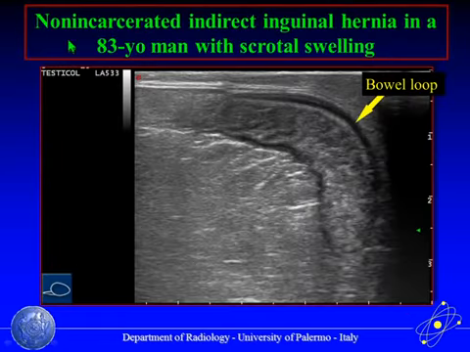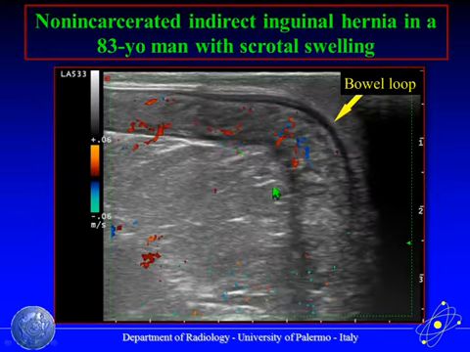Another non-incarcerated indirect inguinal hernia in an 83 years old man with scrotal swelling. This ultrasound clearly depicts this bowel loop, and these are the walls of the bowel loop. There is no thickening in this case of the bowel loop, and at color Doppler examination we can see normal blood flow within the herniated loop.